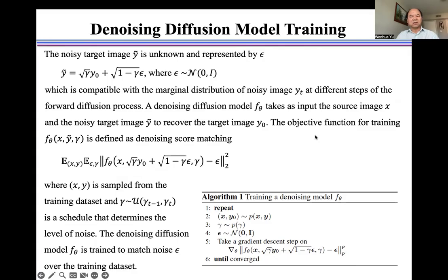The objective function for training f theta is defined as denoising score matching as shown here, where X, Y is sampled from the training dataset and gamma sampled from distribution p of gamma is a schedule that determines the level of noise. The denoising diffusion model f theta is trained to match noise epsilon over the training dataset. It's a method for training a denoising model f theta.